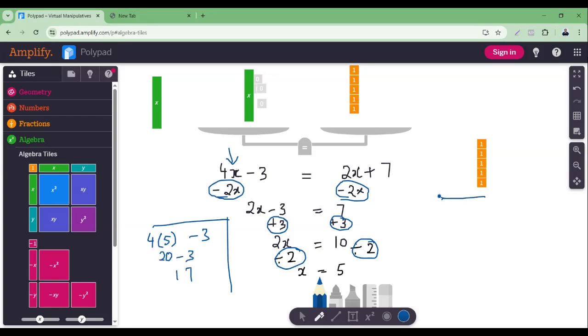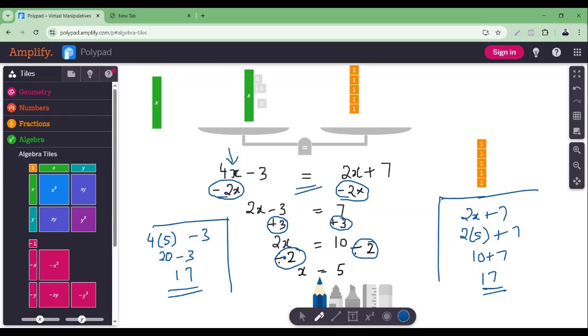What happens to the right side of the equal to sign? The right side is given as 2x plus 7, right? So in the place of x, I'm going to put 5. What happens? 2 times 5 is 10, plus 7 is 17. See, both left hand side and right hand side are giving me exactly equal, and that is why this is equal.